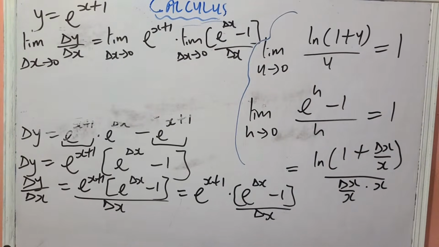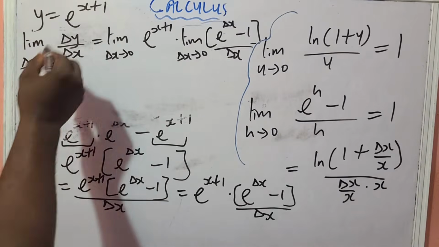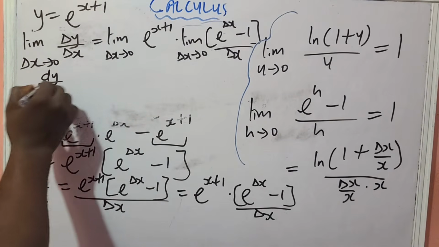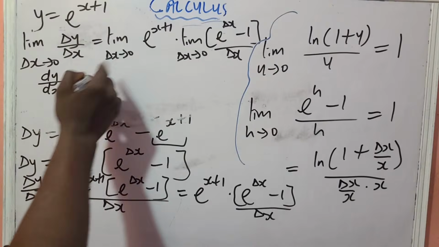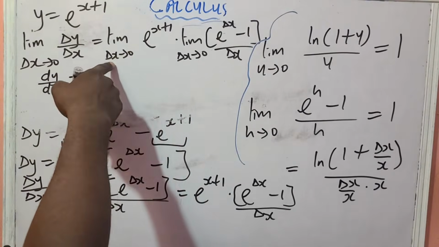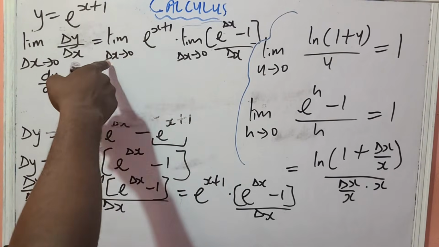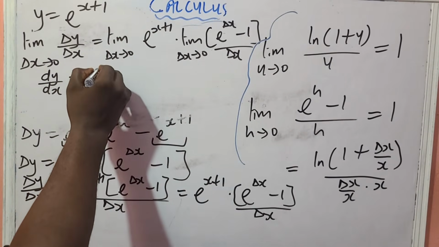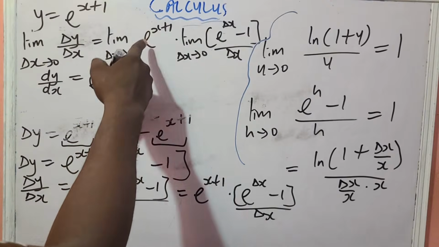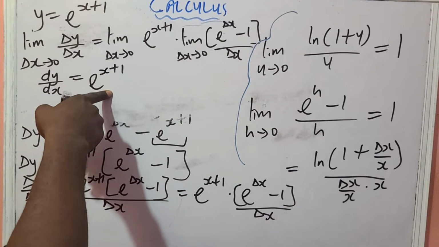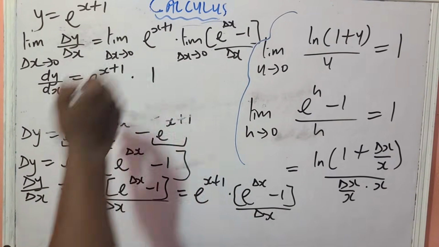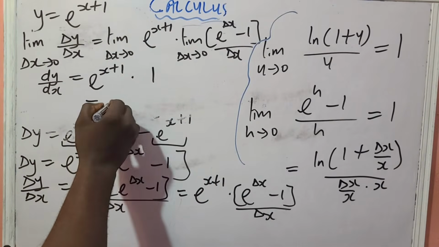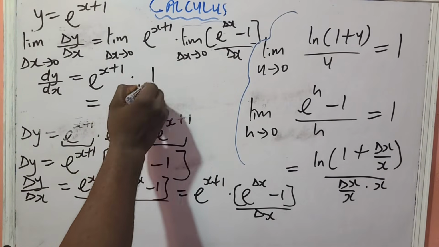So obviously now, don't forget also that all this turns to dy over dx. This will be equal to the limit of this. This is a constant, I hope you know, because there is no change in x here. So this will be the same thing as e raised to power x plus 1. There's no change in x here, so nothing is going to happen. It's just going to be the same thing. Dot 1. So obviously the final answer will be e raised to power x plus 1.